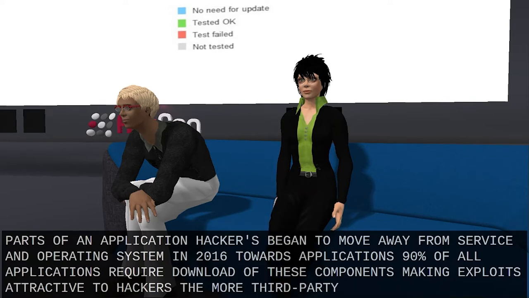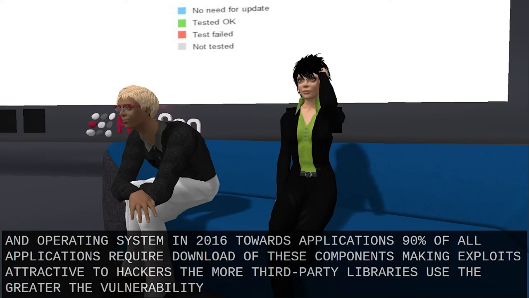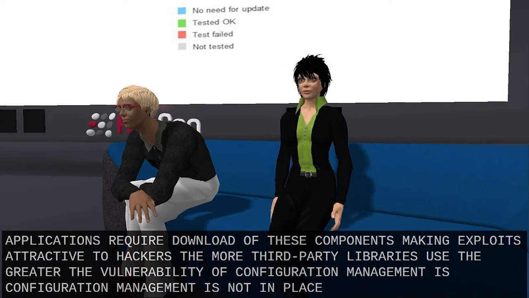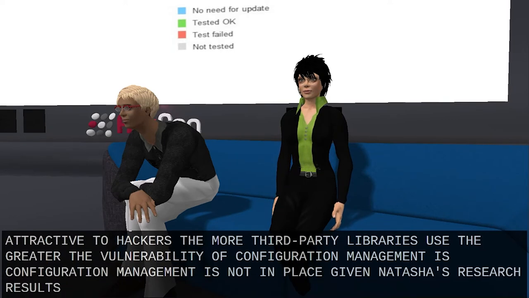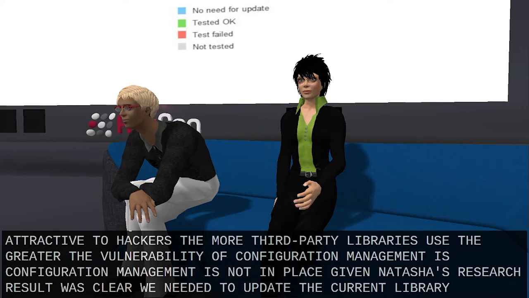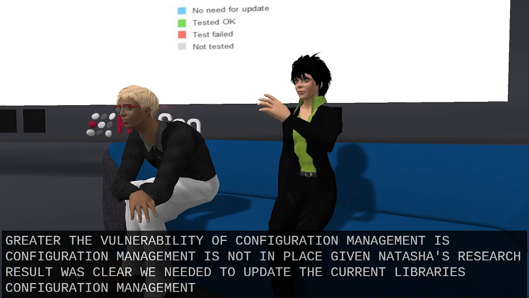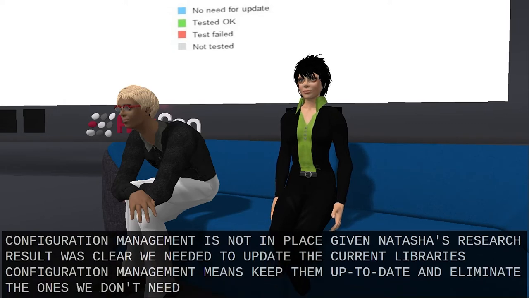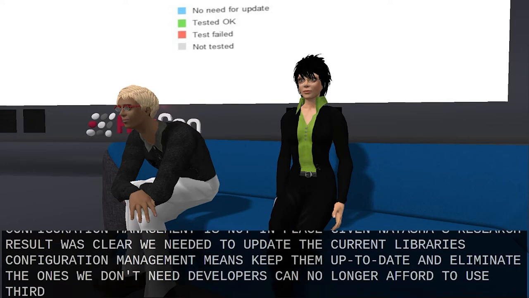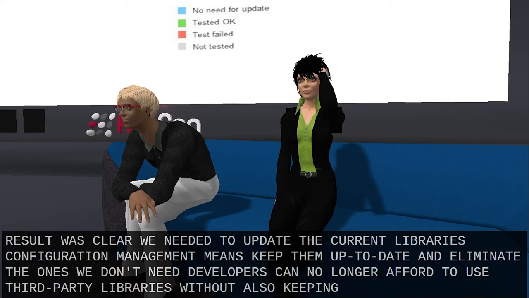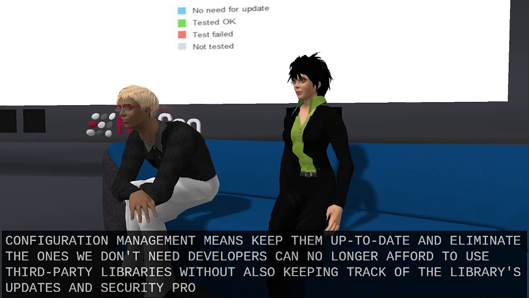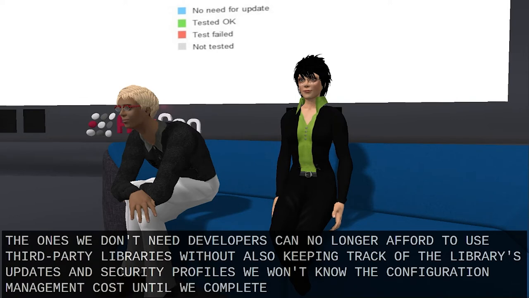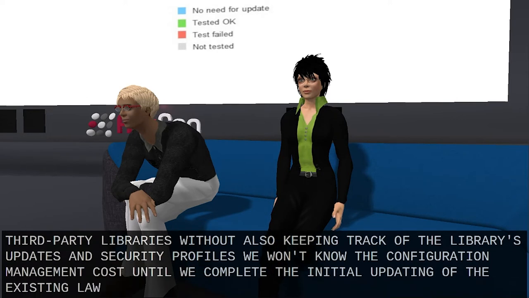The more third-party libraries used, the greater the vulnerability if configuration management is not in place. Given Natasha's research results, it was clear we needed to update the current libraries. Configuration management means keep them up to date and eliminate the ones we don't need. Developers can no longer afford to use third-party libraries without also keeping track of the library's updates and security profiles. We won't know the configuration management cost until we complete the initial updating of the existing libraries.